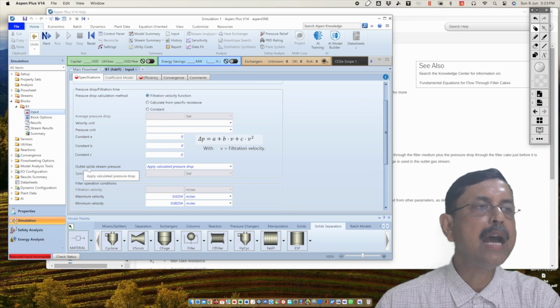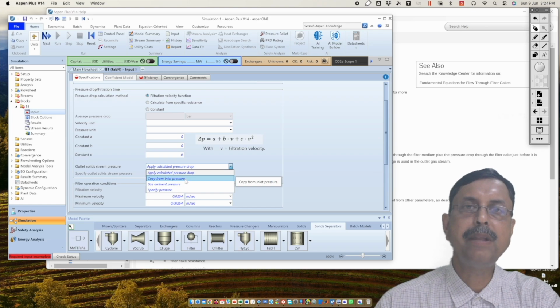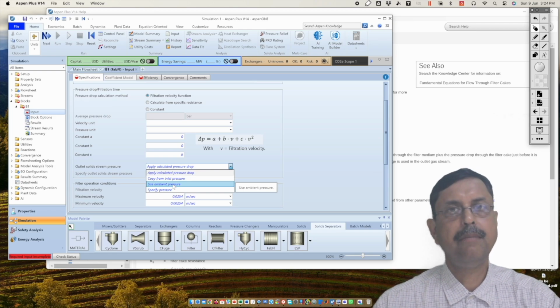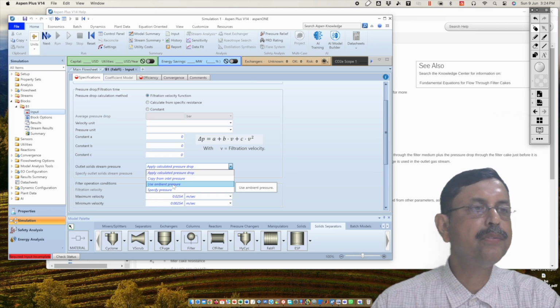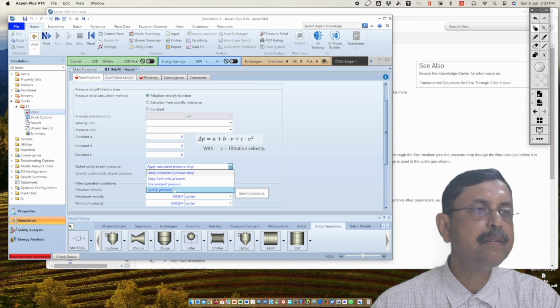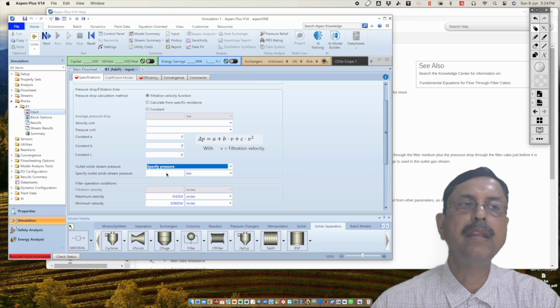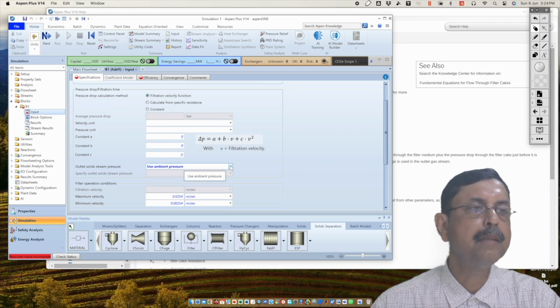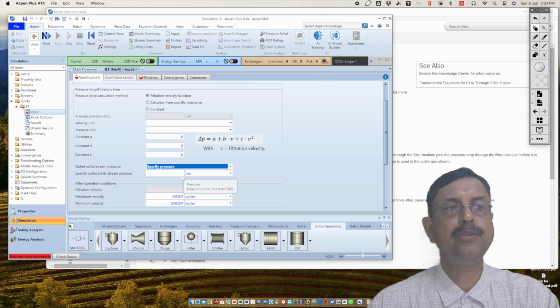Here you have to provide the outlet solids stream pressure. The outlet solid stream pressure can be calculated from the pressure drop, or you can copy it from the inlet pressure. That means inlet pressure and outlet pressure are the same. Or you can use the ambient pressure. It will be ambient to the device, mostly 1 atmosphere. Or you can specify the pressure. If you choose specify the pressure, then you have to specify it over here. Otherwise, it will be inactive. If you choose use ambient pressure, it will be inactive. But the moment you choose specify pressure, then it will be active and you have to specify the pressure.